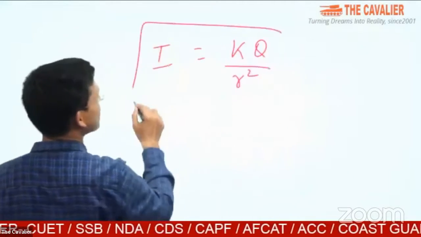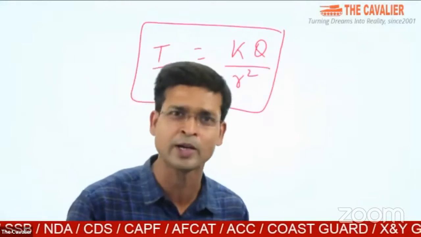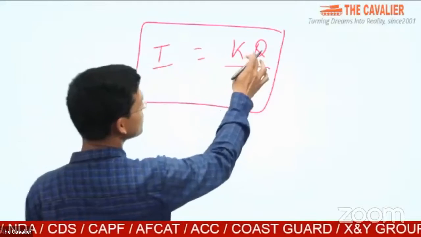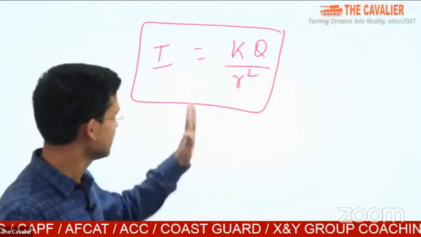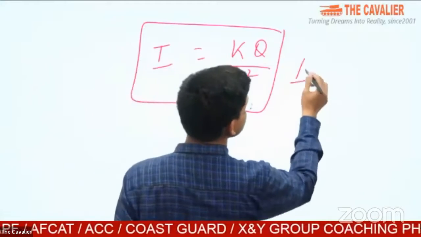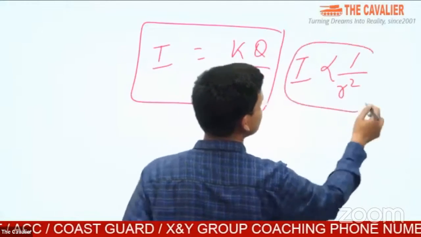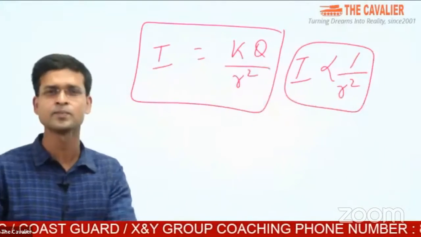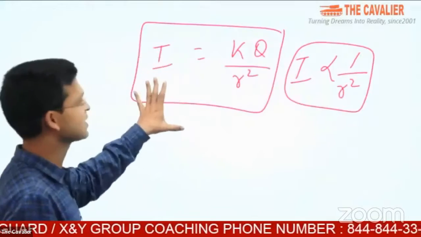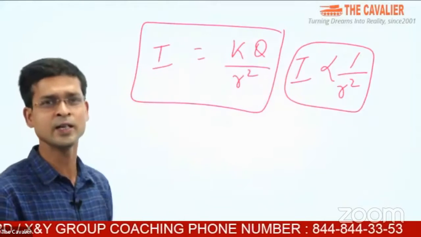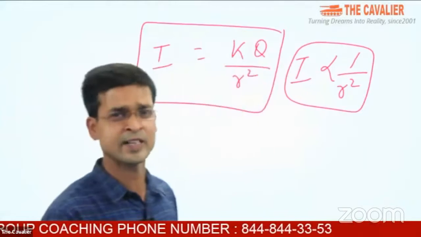This is the mathematical expression for the intensity at a particular point due to charge Q, which is situated at a distance R. In this case, intensity is inversely proportional to R square. I have already discussed that as the distance increases, its effect will decrease. This is the electric field intensity. Now I would like to discuss one objective, that is MCQ.